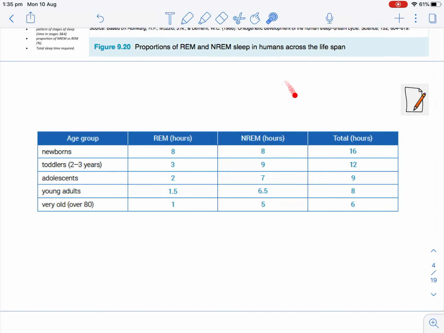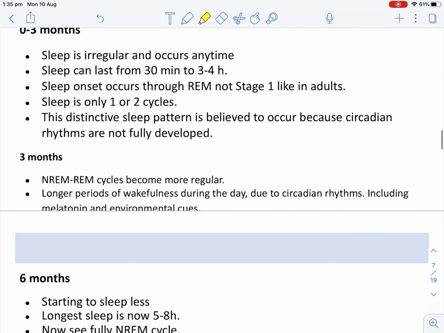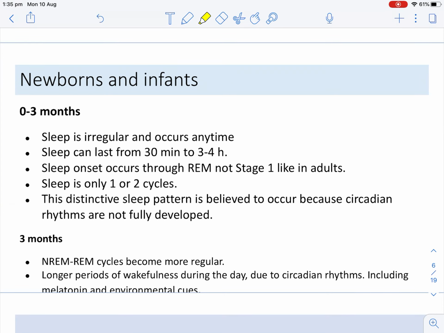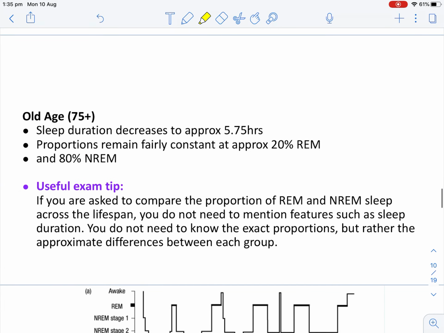So this table you need to learn off by heart. It is imperative. It's a very important table. Just kind of summarizes some of those points in terms of the amount of REM and non-REM hours. And we're going to use this as a little cheat sheet for some hypnograms. So a couple things here that reiterate, you can copy those. I'm just trying to make the videos as short as possible.